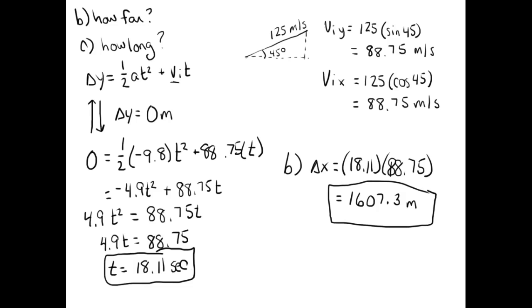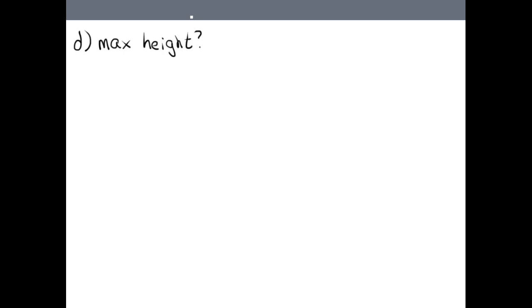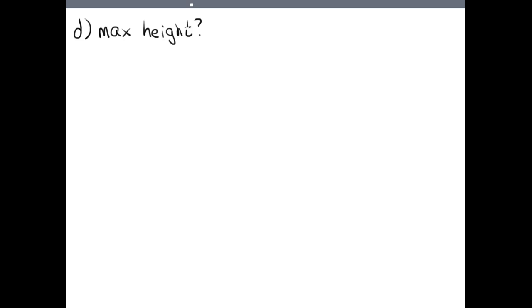We got one more part, and it's pretty easy. Question D is asking, what is the arrow's maximum height in its flight? Well, to figure that out, we need to go with time again. The time it took for the arrow to fly the whole distance, remember, was 18.11 seconds. How long does it take to go to the top of its flight? Well, half that time.